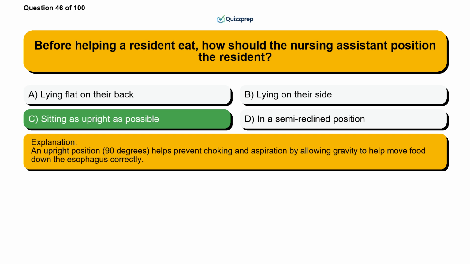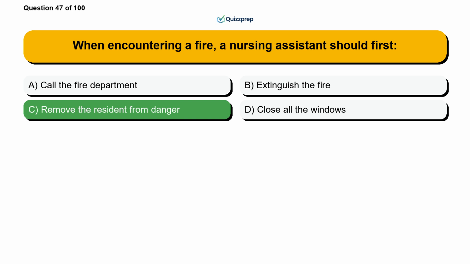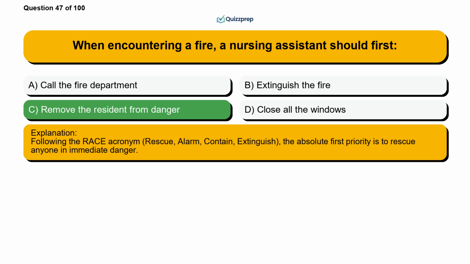correctly. Question 47. When encountering a fire, a nursing assistant should first: Option A, call the fire department. Option B, extinguish the fire. Option C, remove the resident from danger. Option D, close all the windows. The correct answer is option C, remove the resident from danger. Following the RACE acronym, rescue, alarm, contain, extinguish, the absolute first priority is to rescue anyone in immediate danger.